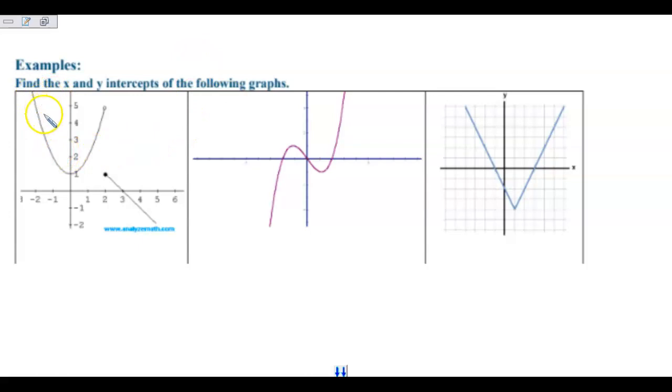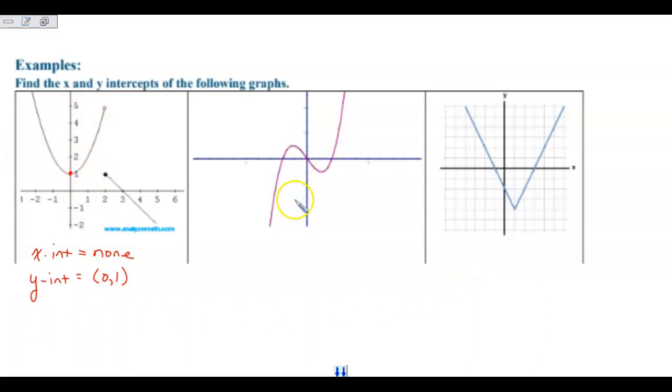When I look at this first one, and I look to see where it's crossing the x-axis, well, this is my x-axis, and it is not crossing the x-axis at all. So there are no x-intercepts. So the x-intercept is none. However, it is crossing the y-axis. It's crossing it right here at 1. And so the y-intercept is going to be where x is 0 and y is 1. And so that is the y-intercept of this graph.